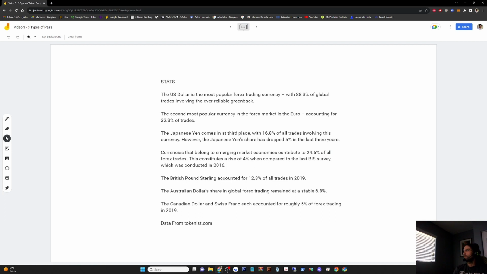Currencies that belong to emerging market economies contribute to 24.5% of all Forex trades. This constitutes a rise of 4% when compared to the last BIS survey, which was conducted in 2016. The British pound sterling accounted for 12.8% of all trades in 2019. The Australian dollar's share in global Forex trading remained at a stable 6.8%. The Canadian dollar and Swiss franc each accounted for roughly 5% of Forex trading in 2019.